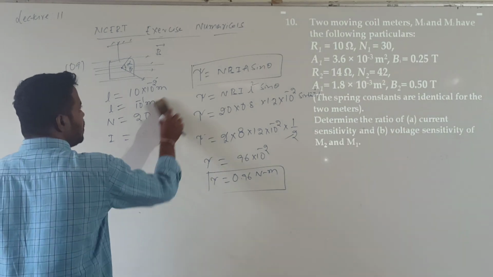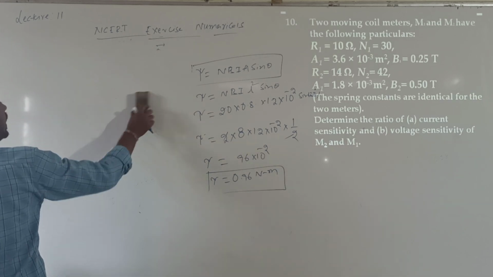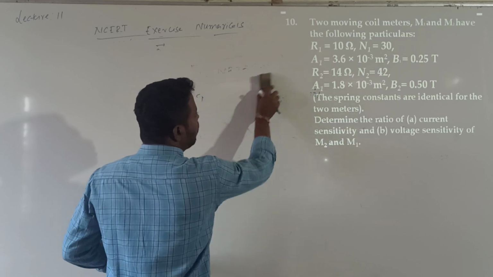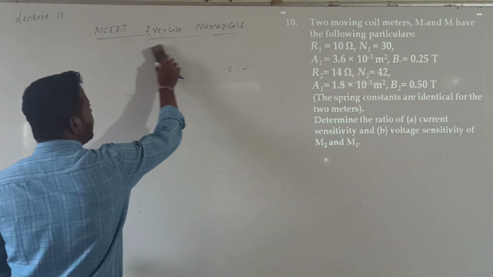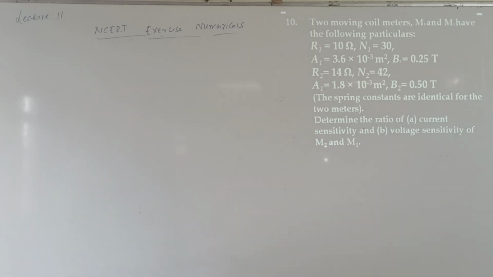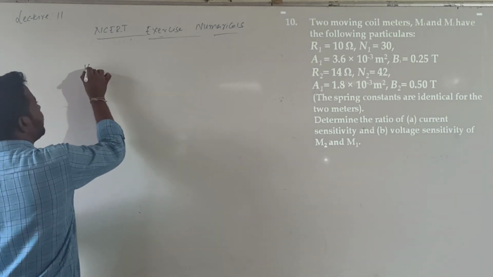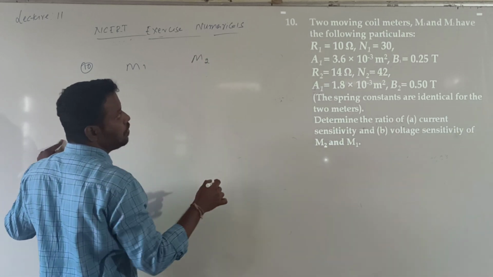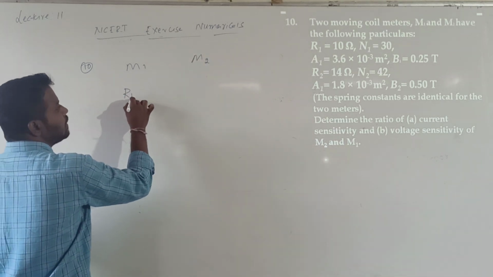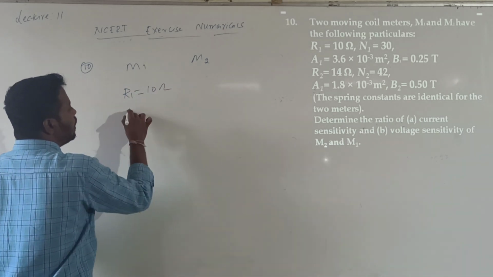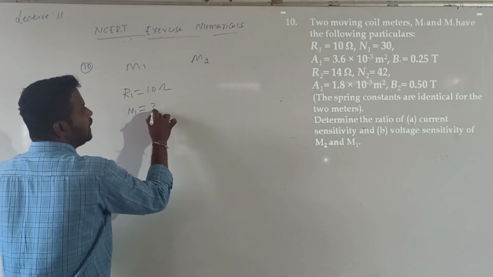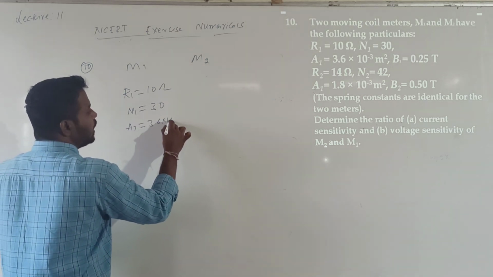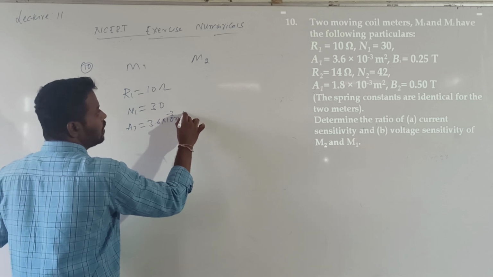Next, question number 10. What is this question? Two moving coil galvanometers are there, one named M1 and the other named M2. For M1, the resistance R1 is 10 ohms, the number of turns is 30, and the area is 3.6 into 10 power minus 3 meter square.